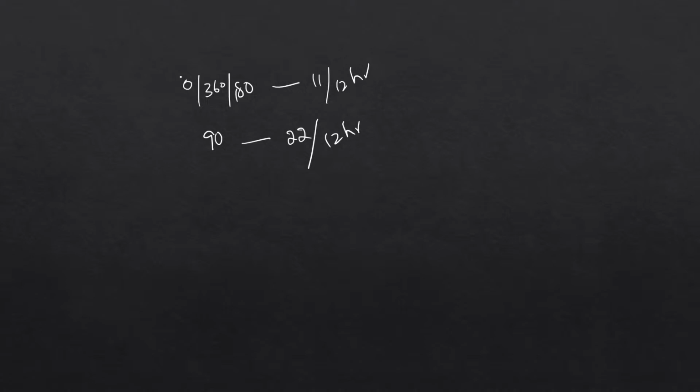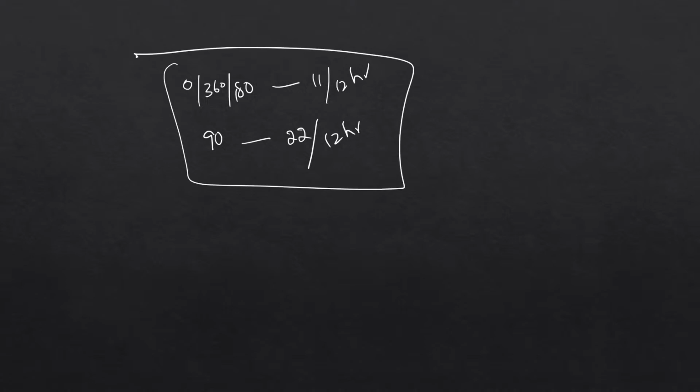I think we have done up to the overlapping case, like you are going to get 0, 360 or 180 for 11 times for every 12 hours, and if it is 90 you are going to get 22 times for every 12 hours. I think up to this point we have covered in the previous class.